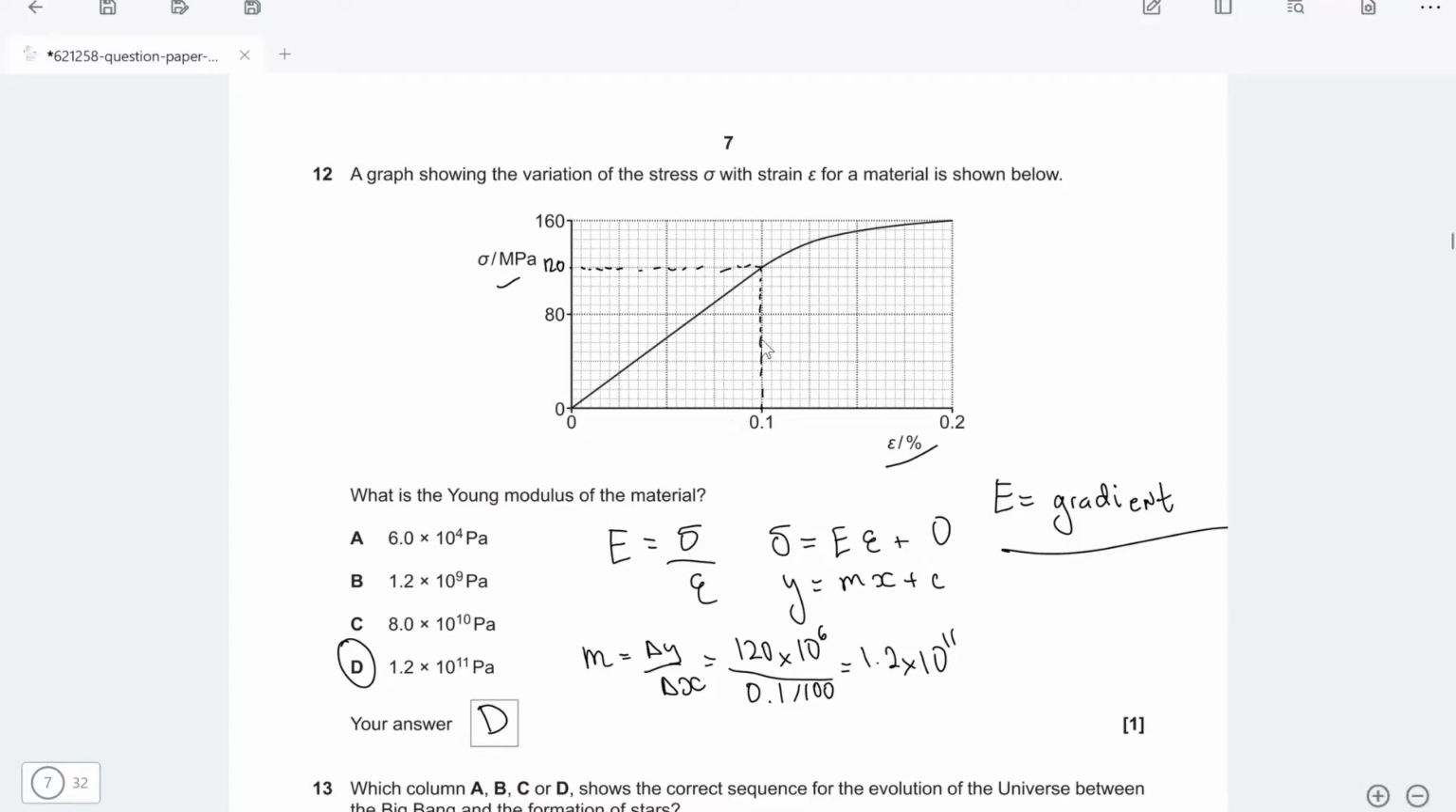Remember, we take a large gradient triangle, delta y over delta x. This point here is 120 times 10 to the power of 6. We'll always double, even triple check the units of the graph. Very often, more than likely, we're going to have some non-standard units. So in this case, you have megapascal, so that's 10 to the power of 6. And at the bottom, we have 0.1%. So this is very easy to miss. It will be 0.1 over 100. Plugging into a calculator, we get 1.2 times 10 to the power of 11, and the correct answer being D.